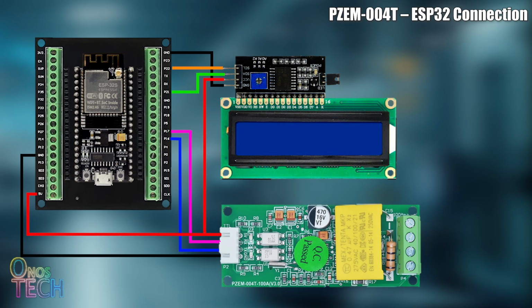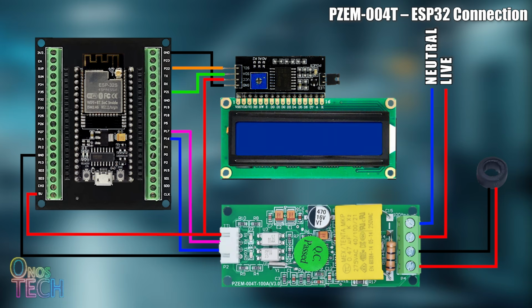At the other end of the PZEM module, the external current transformer is connected to this input. The AC power supply neutral connects here, and the live wire connects here. The AC power supply live to the electrical load to be measured goes through the current transformer and then to the load.